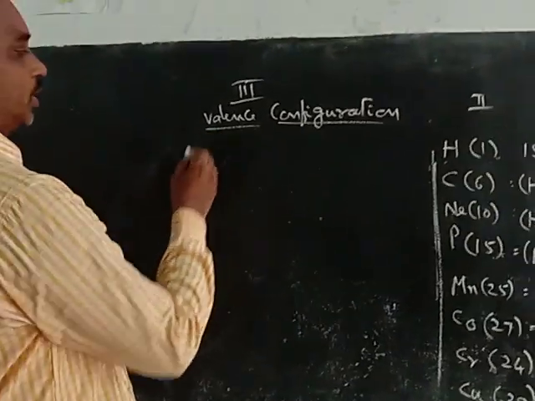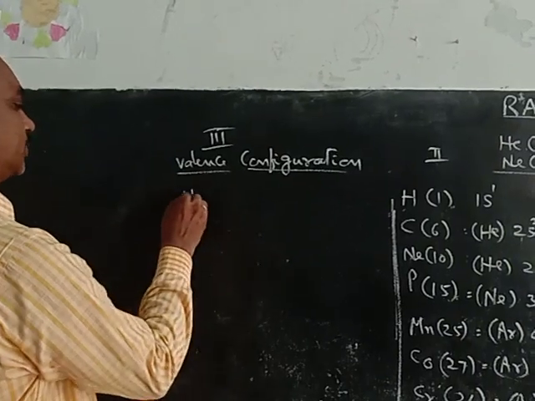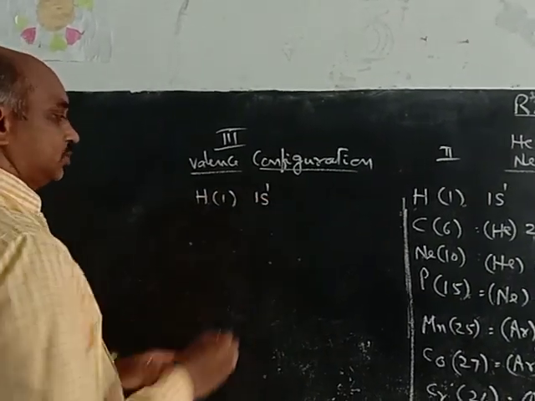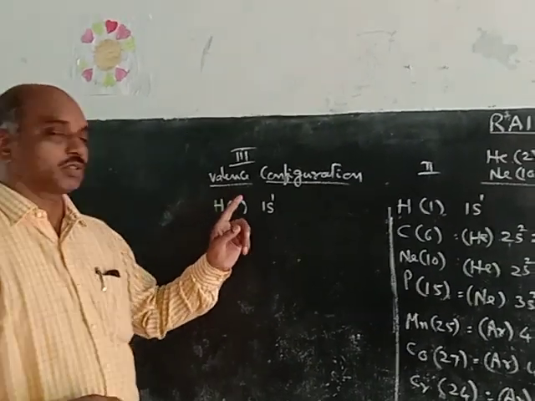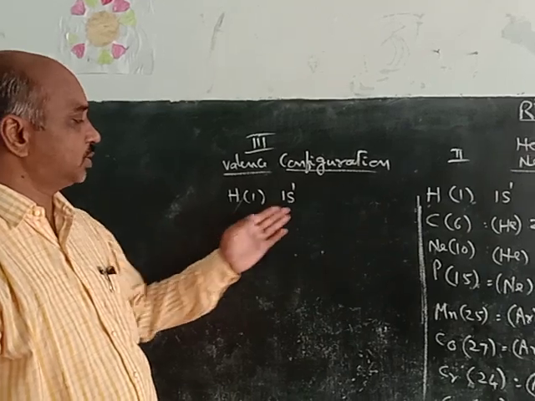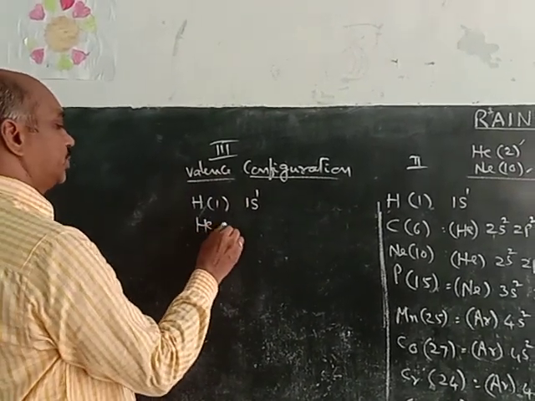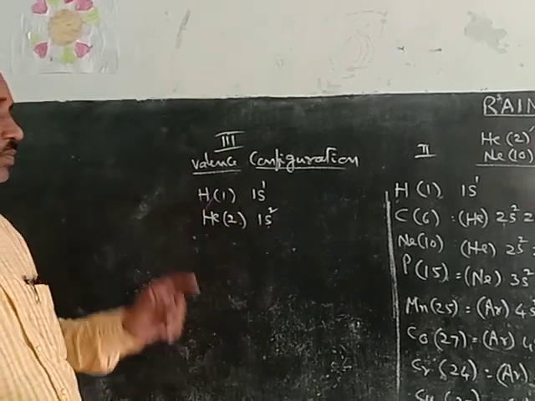So how do we write the valence configuration of different elements? For example, hydrogen, atomic number 1, the configuration is 1s1. General electronic configuration is 1s1, and valence configuration is also the same, 1s1. In all 3 methods, hydrogen is 1s1 as it is. In the same way, helium, atomic number 2, is also 1s2. There is no change for these two elements.